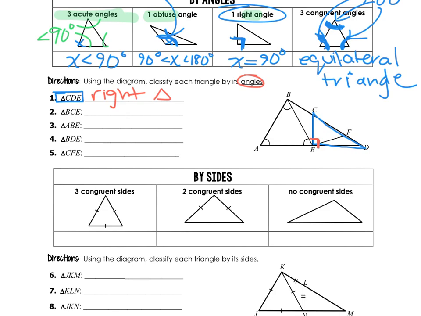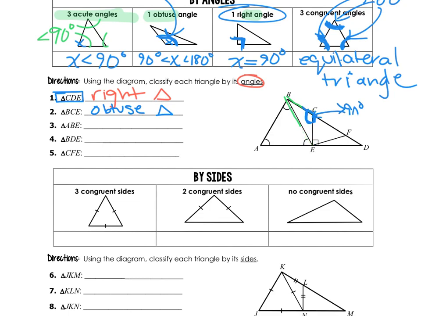Okay, let's take a look at triangle BCE. So let's outline that, BCE. And now immediately I can tell this angle right here is bigger. This angle right here is bigger than 90 degrees. So this is going to be an obtuse triangle based on the angle. So this angle is bigger than 90 degrees.